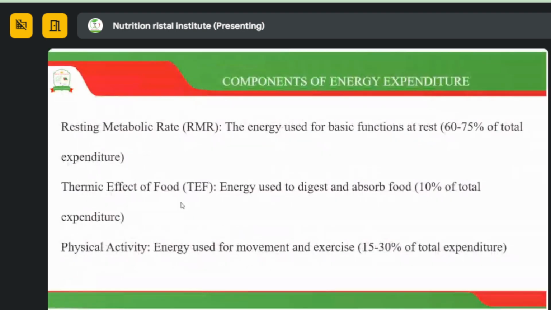So the components of energy expenditure are here. We have the resting metabolic rate, RMR. This is the energy used for basic functions at rest, 60 to 75 percent. I can say this is basal metabolic rate, if I can just say it in simple terms. I think it is basal metabolic rate that most of us have actually heard about. And in high school, we also used to have such terminology, basal metabolic rate, instead of resting metabolic rate. So this is the energy your body needs for basic functioning at rest.